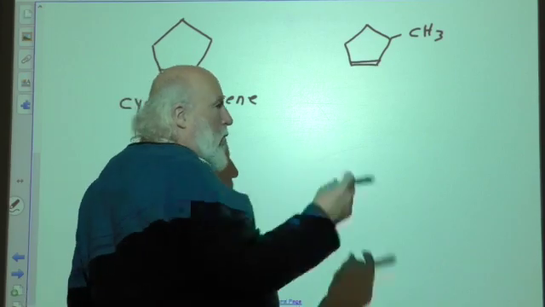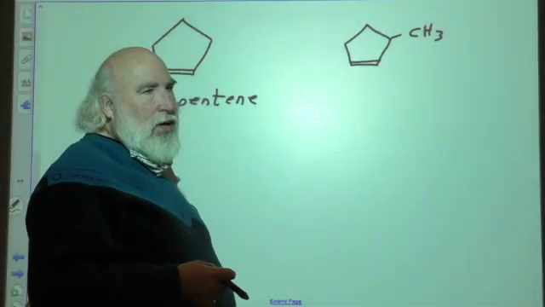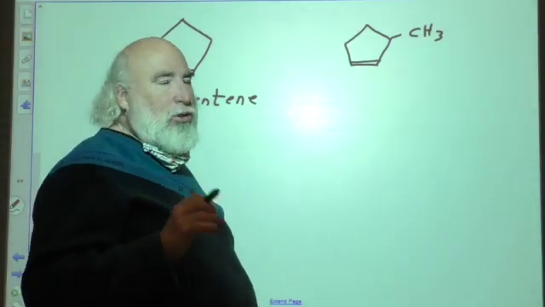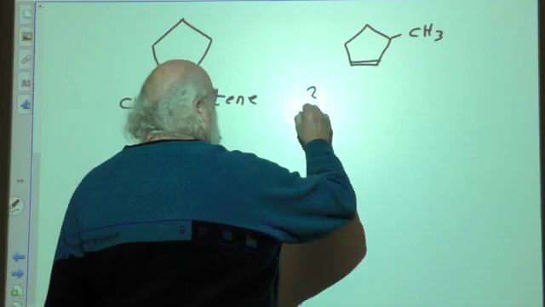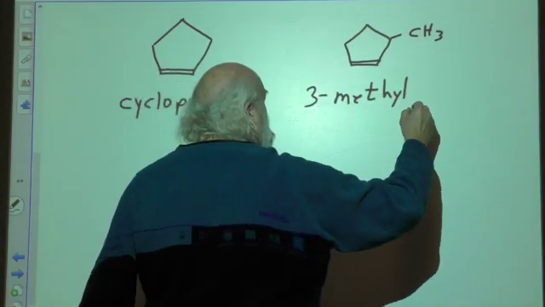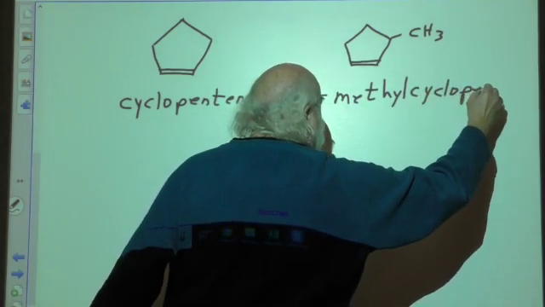And notice you don't put a 1, 2, or anything like that for the alkene or the double bond. It is implied that it's always going to be those 2 numbers. So this is 3-methylcyclopentene.